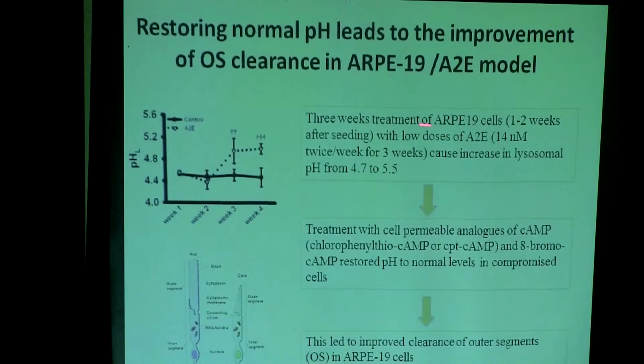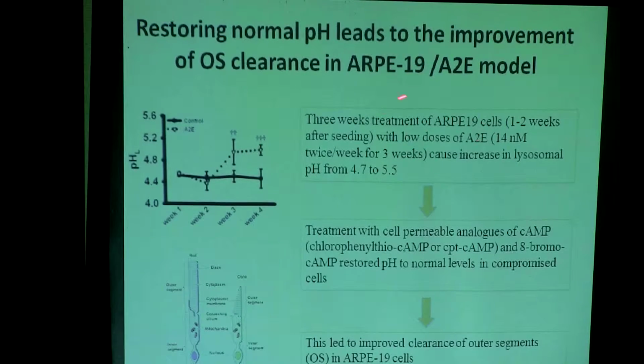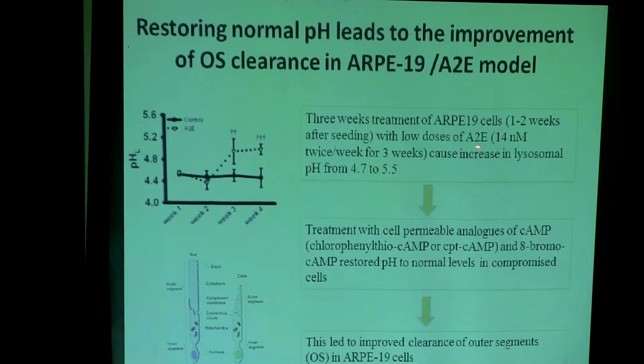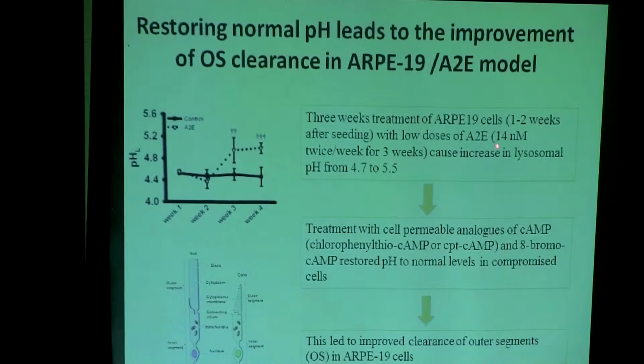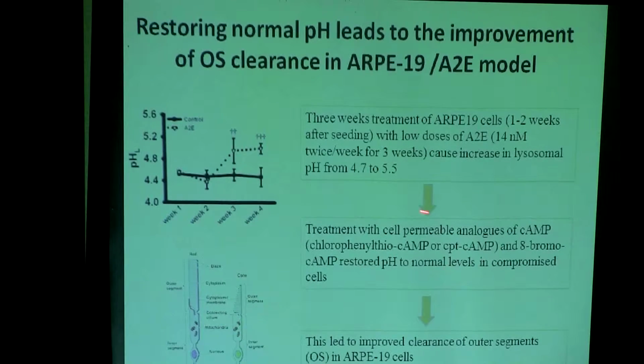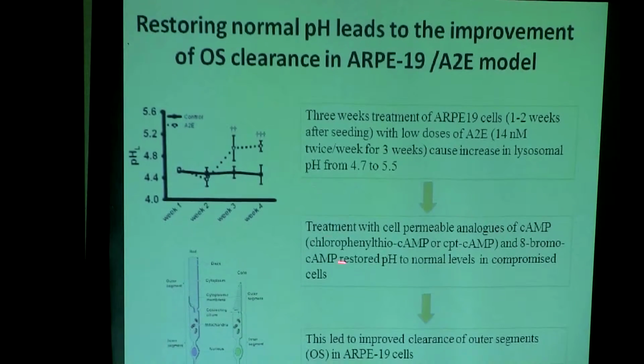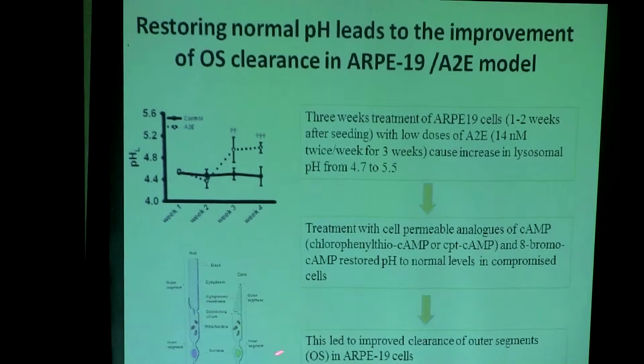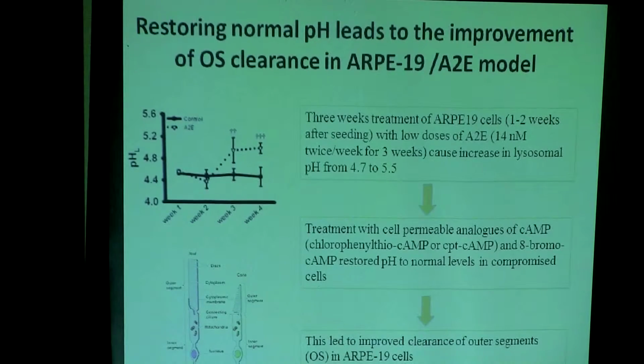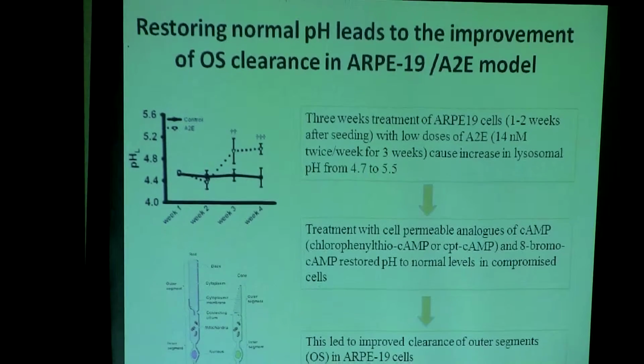So what she was able to show in ARPE19 cells, which are human RPE cells, is that with low doses of A2E, with chronic treatment, you can increase lysosomal pH quite significantly. And with treatment with a CMP analog, you restore pH and you restore clearance of outer segments in these ARPE19 cells.